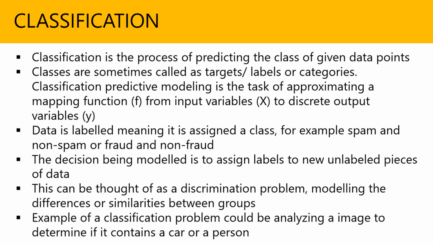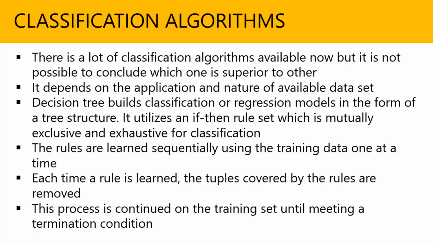So the decision being modeled is to assign labels to new unlabeled pieces of data. This can be thought of as a discrimination problem. You're modeling the differences or similarities between groups. An example of a classification problem could be analyzing an image to determine if it contains a car or a person. There are a lot of classification algorithms available, but it's not possible to conclude which one is superior to the other. It depends on the application and the nature of the available data set, the business problem, or the issue that you're facing.